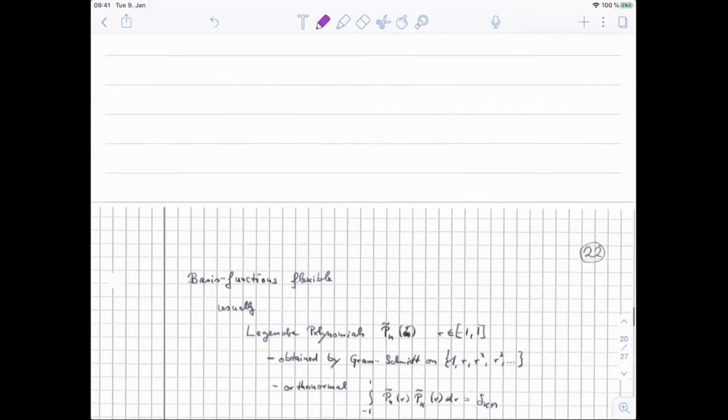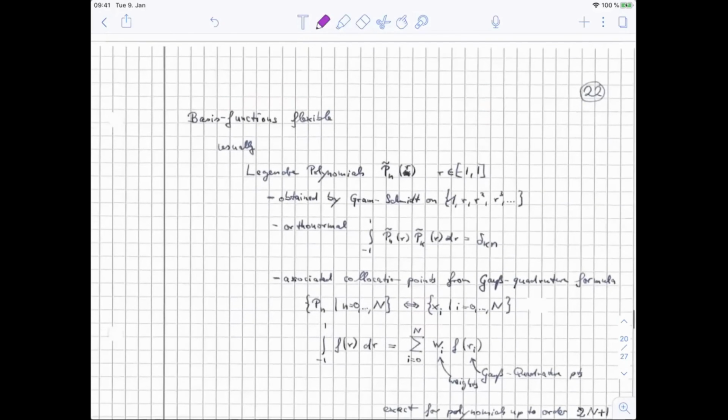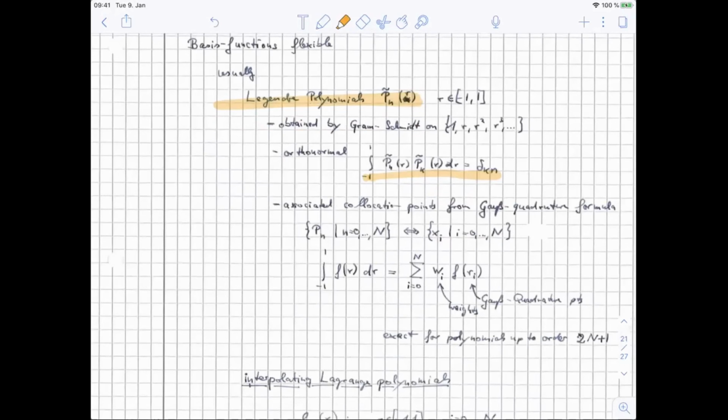Okay, the basis functions are flexible. I haven't told you yet what basis function to use, and in principle you could use anything. Legendre polynomials are in very high regard. Among the nice features is that, as with all orthogonal polynomials, they are orthonormal to each other. They also have their own set of associated collocation points x_i, which come from Gauss quadrature formulas.